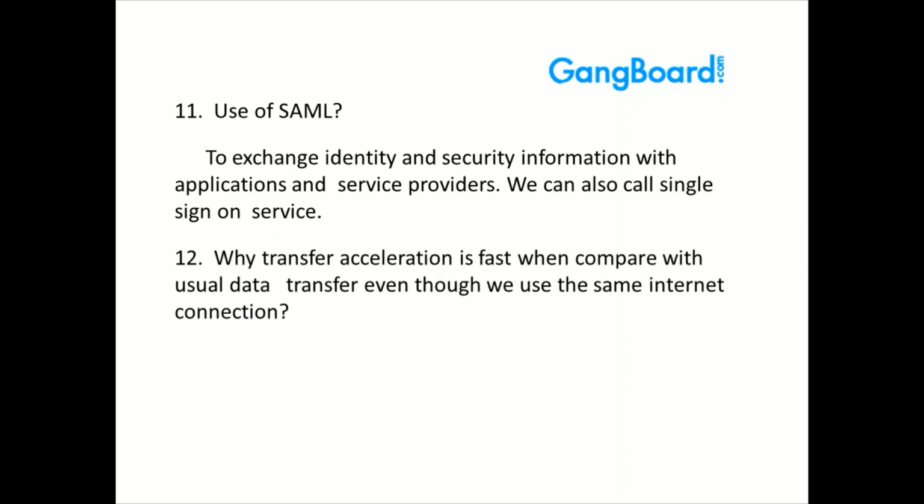Why transfer acceleration is fast when compared with usual transfer, even though we use the same internet connection? So transfer acceleration uses edge locations. So content from your on-premises will be transferred to your nearest edge location first. So the data transferred between your on-premises and edge location would be faster.